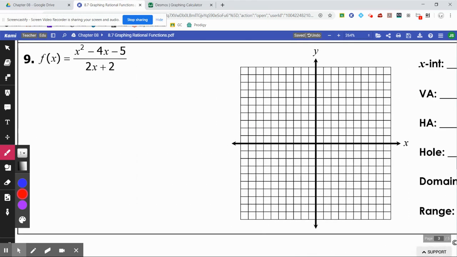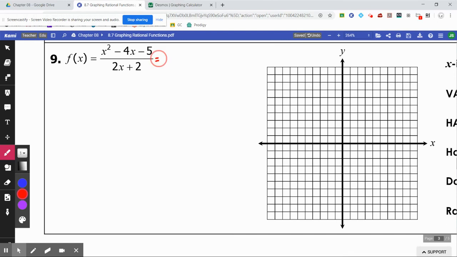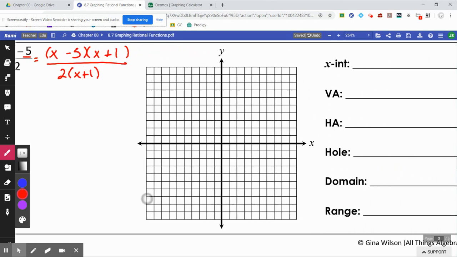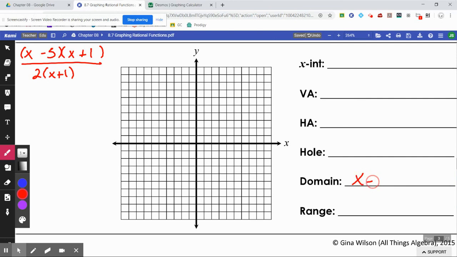Next problem. Again, step number 1, let's go ahead and factor. Two sets of parentheses, x times x is x squared, adds and multiplies to give a -5 and a +1. On bottom, all you can do is factor out the 2, and you're left with the x plus 1. So therefore, you have discontinuity. Your domain does at x equals -1. So x cannot equal -1. Since it is removable, you will have a hole at that -1.